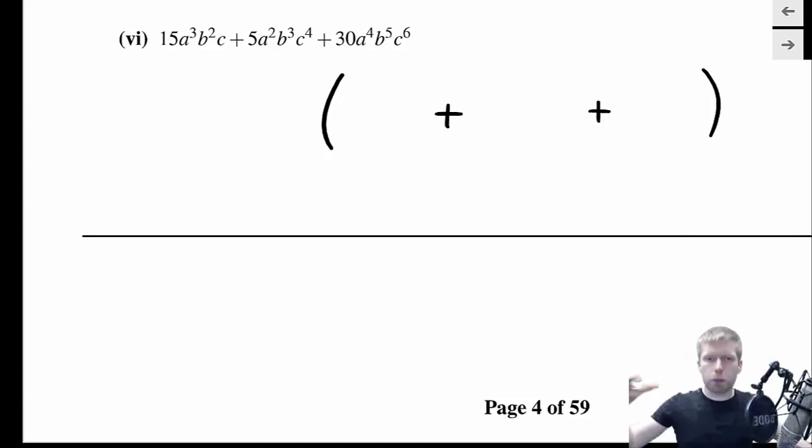Now let's think about the numbers. So break it down. Think about the numbers first. Well, I have a 15, a 5, and a 30. What's a number that is a factor of all of those things? I think it's a 5. So let's pull a 5 out.